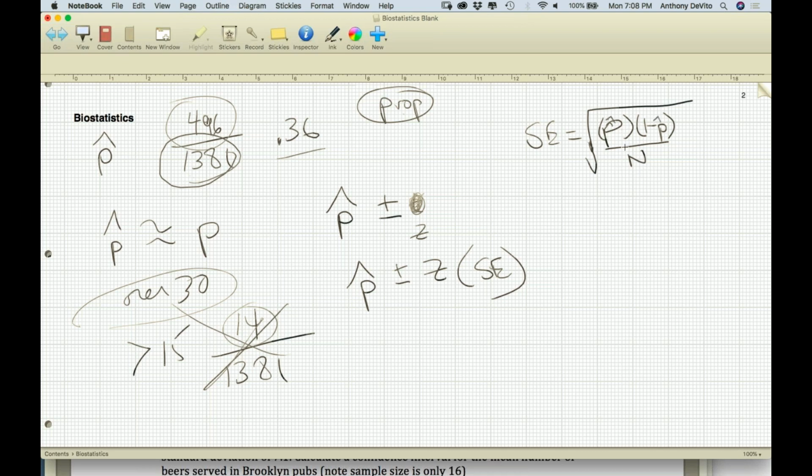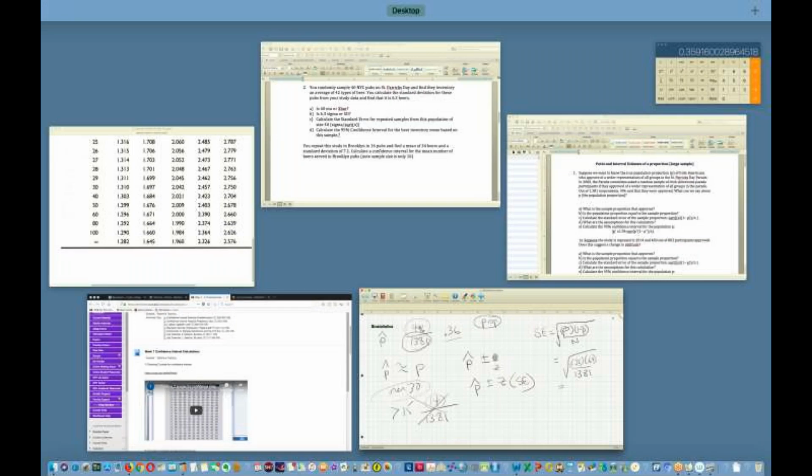P cap, right? So it's going to be equal to the square root of, if we knew the population proportion, we would use that. P cap is going to be equal to 0.36 times 0.64 over the sample size, which was 1,381. So what is our standard error going to be equal to?